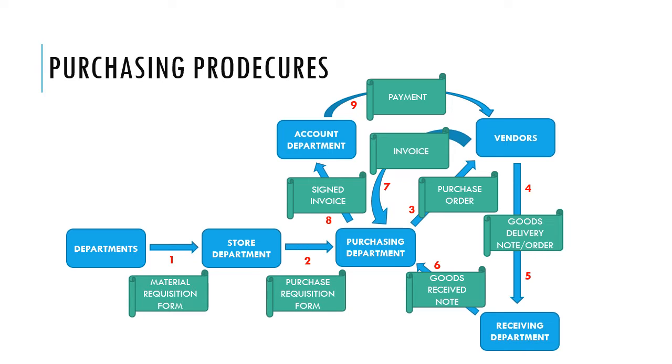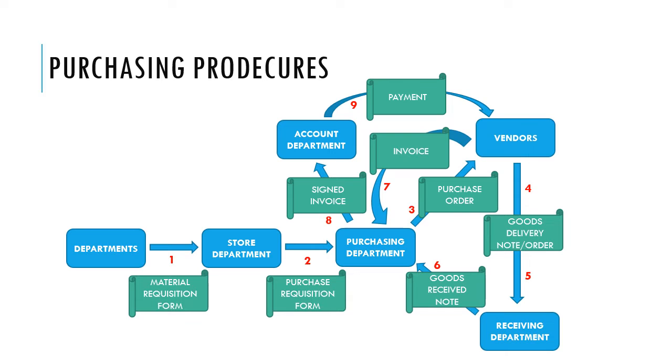And once the checking is complete, meaning that what they ordered tallies with what they have received, purchasing department will send the signed invoice to the account department to signal the account department that they can start making payment to the vendors. And then account department will facilitate payment to the vendors.